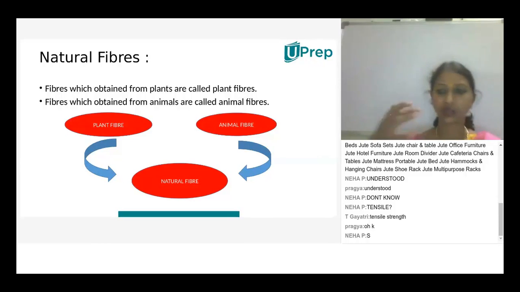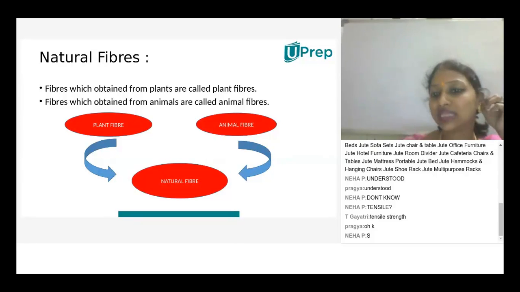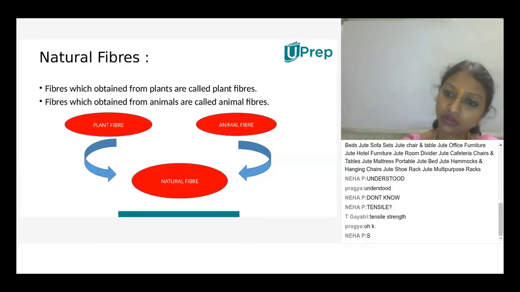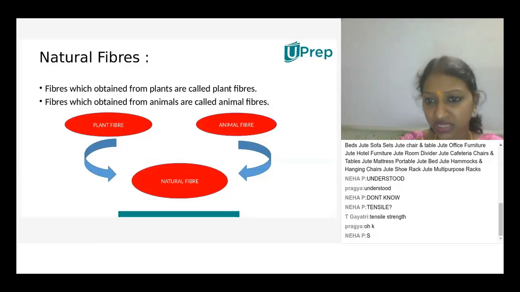So let me give a small introduction about the synthetic fiber. Synthetic fiber is completely obtained from chemicals. Chemicals in the sense, some may be obtained from petroleum, some from coal and all. Different kinds of synthetic materials are used. So what is the advantage of obtaining synthetic fibers if we have natural fibers? What is the need of obtaining synthetic fibers?